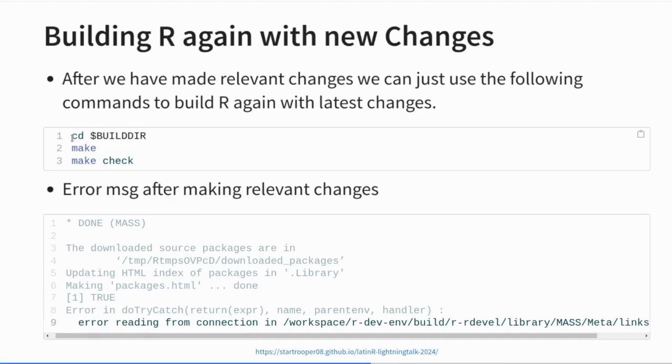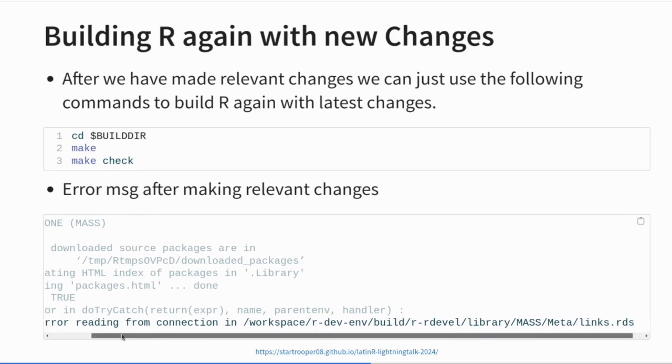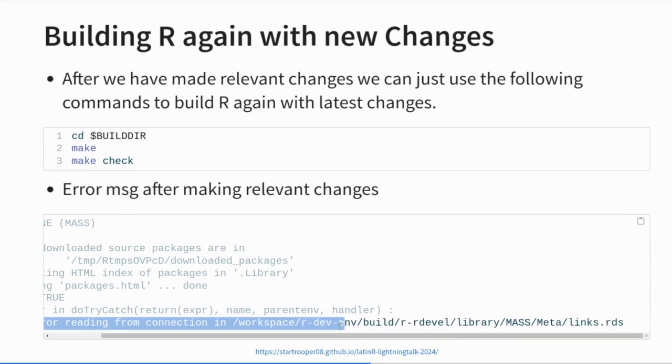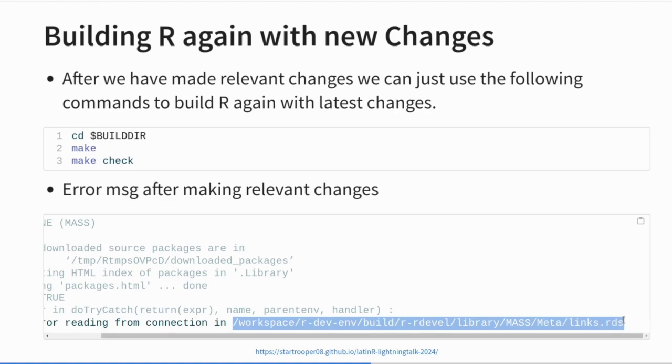And after making changes we can change the directory if we are not in the build directory, and use the make command to rebuild R. After these changes we can see we get an error which has more context, and we can also see the file path mentioned, which is corrupted.